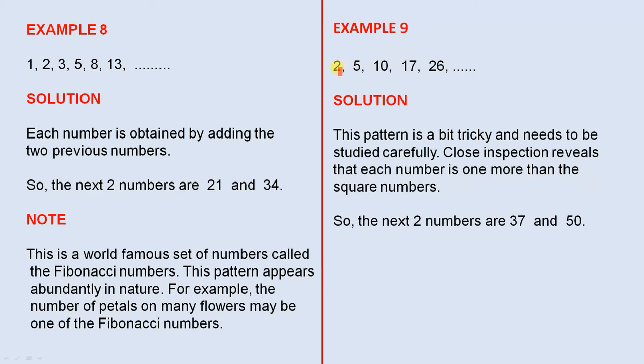1 squared plus 1, 2 squared plus 1, 3 squared plus 1, 4 squared plus 1, 5 squared plus 1, so the next number is 6 squared plus 1, which is 37, and the next number is 7 squared plus 1, which is 50. And don't forget, you can pause the video at any time to check these out at your leisure.